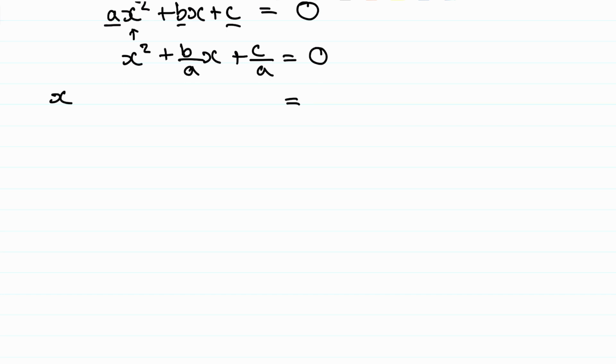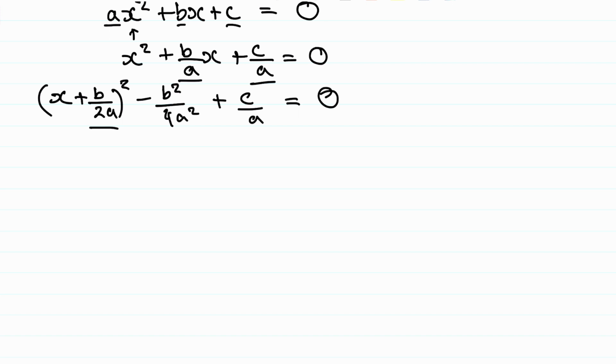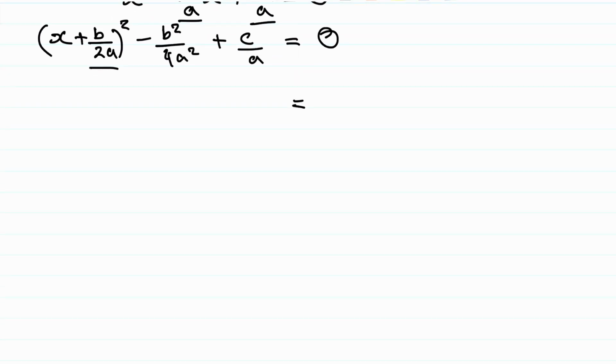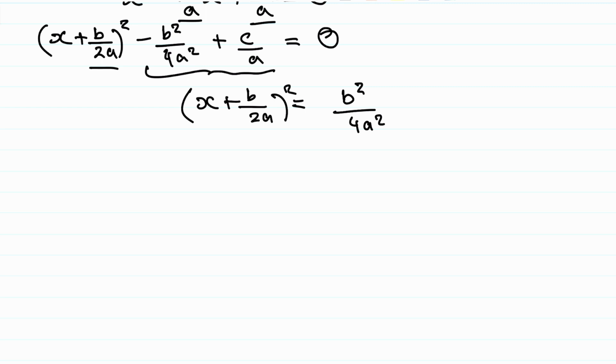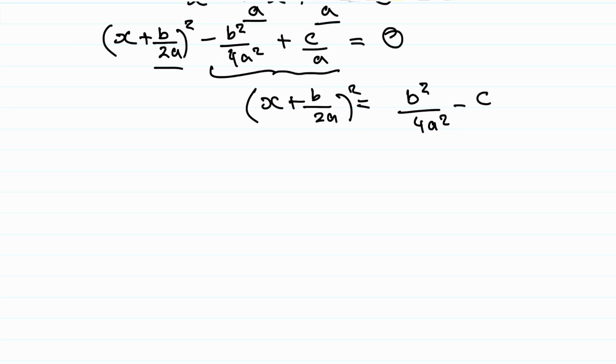So we have x plus this coefficient here divided by 2, so b over 2a all squared, minus the constant we don't want, which is going to be b squared over 4a squared, and then plus this constant here, which is going to be c over a, is equal to 0. Before we simplified this, we can move it to the other side, so we'd get x plus b over 2a all squared is going to be b squared over 4a squared, so that comes from adding b squared over 4a squared to both sides, and then minus our c over a, to take this c over a from the left to the right.